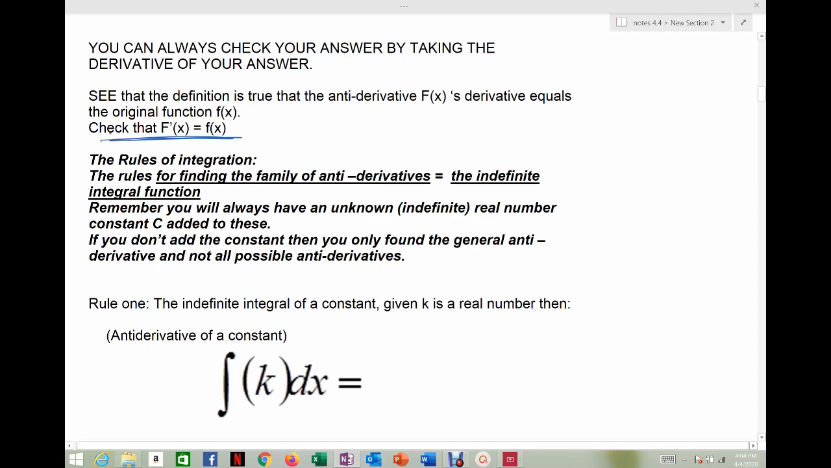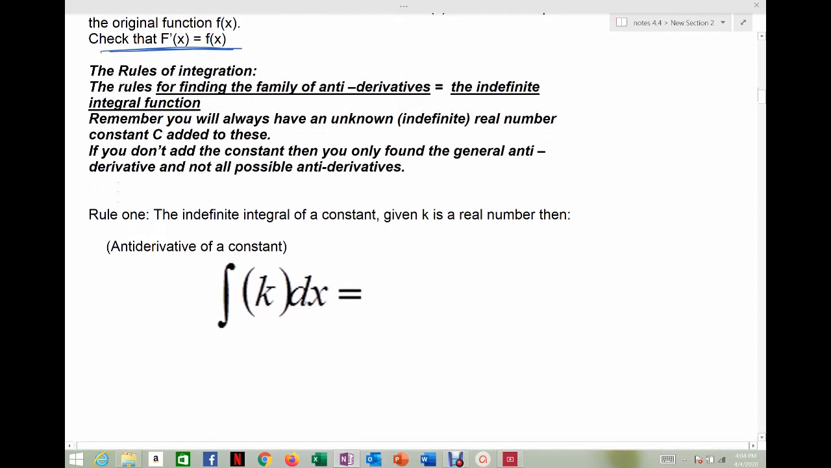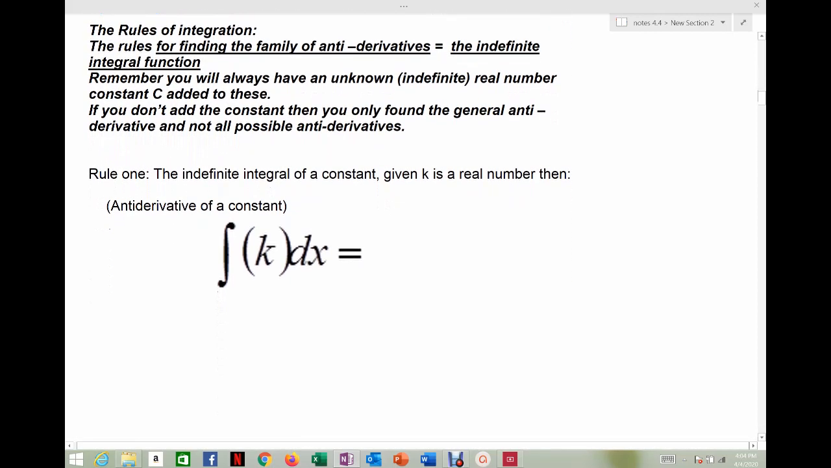All right, so now we're going to go over the rules. The rules for integration, the rules for finding the antiderivatives. And remember, you always have to tack on c, because I want the family, all possible antiderivatives. You do have to remember that c, so don't forget it. If you don't have the constant, like I said, you found one, the general antiderivative. I don't want one, I want all infinite.